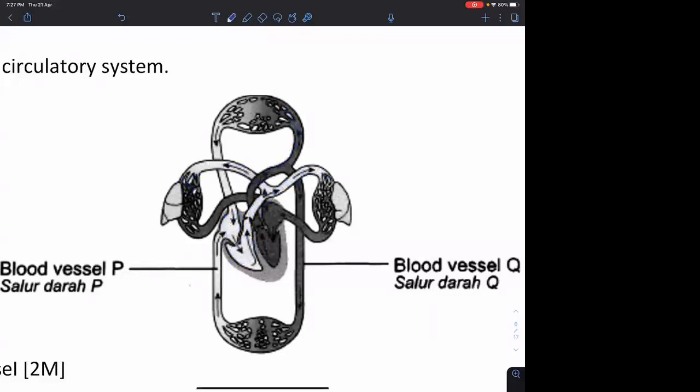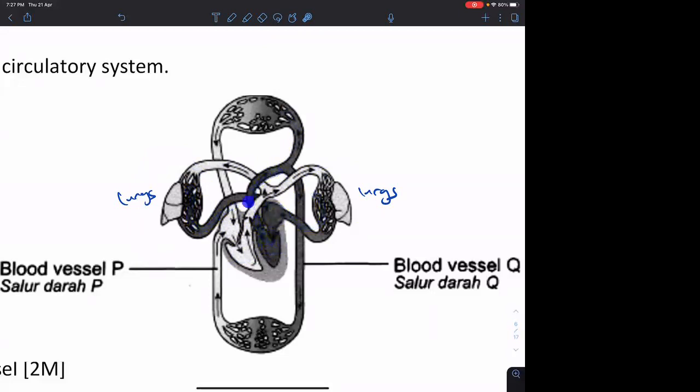Your lungs are here. They just choose to draw your lungs at the side because it's actually like that. This is the true diagram because you have your left lung and your right lung. So after getting oxygen, they return back to your left atrium, then your left ventricle, then this is your aorta.